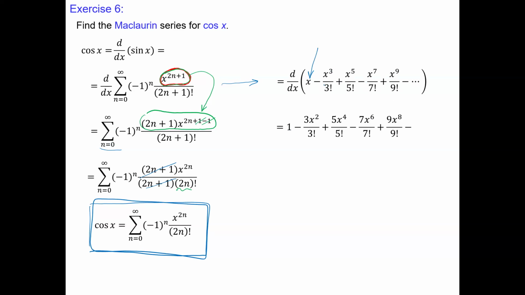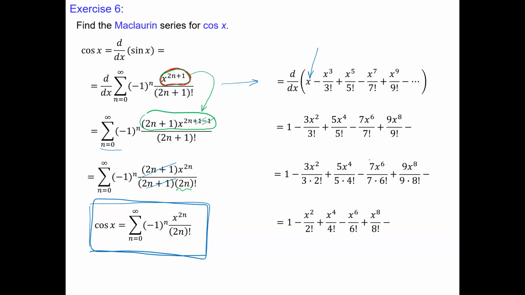In all of these derivatives, I copy the factorial from the denominator. The power rule was applied in the numerators, and all of the denominators I rewrite: 3 factorial is 2 factorial times 3, 5 factorial is 4 factorial times 5, and so on. And now the cancellation. Okay, and this is the formula. Perfect. We have e to the x, we have sine of x, and we have cosine of x.